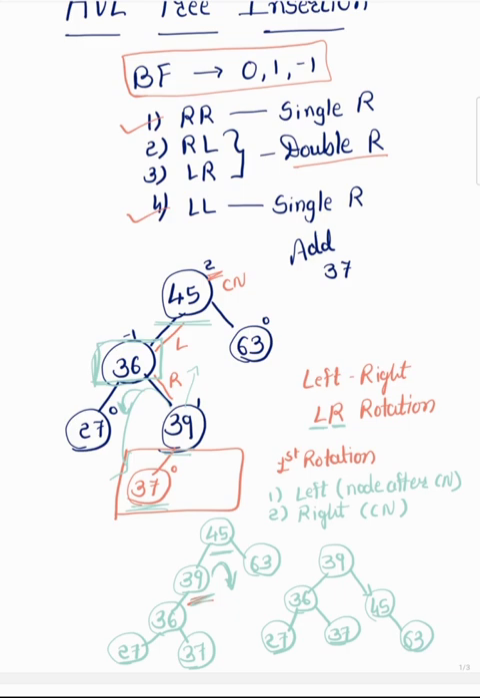So we need to just check the balance factor again. Balance factor of 27 is 0. For 37, it's 0. For 63, it's 0. For 45, it's 0 minus 1, that's minus 1. For 36, it's 0. For 39, it's 2 minus 2, that's 0. Now, as you can see, the balance factor is managed. So here it's a balanced AVL tree. Now you can say, yes, this is my AVL tree. So this is about LR rotation. I hope you understood this LR rotation.